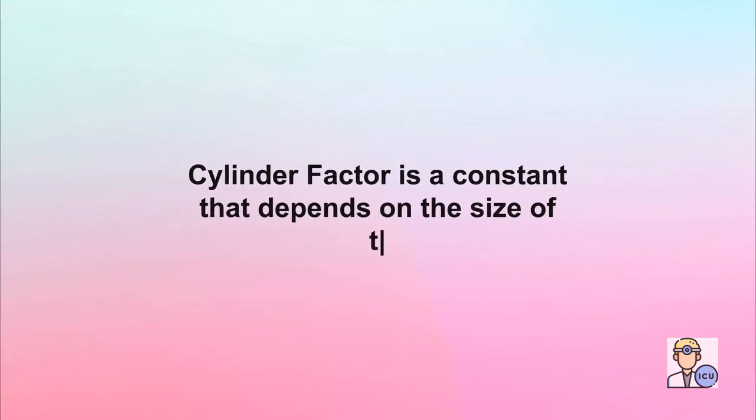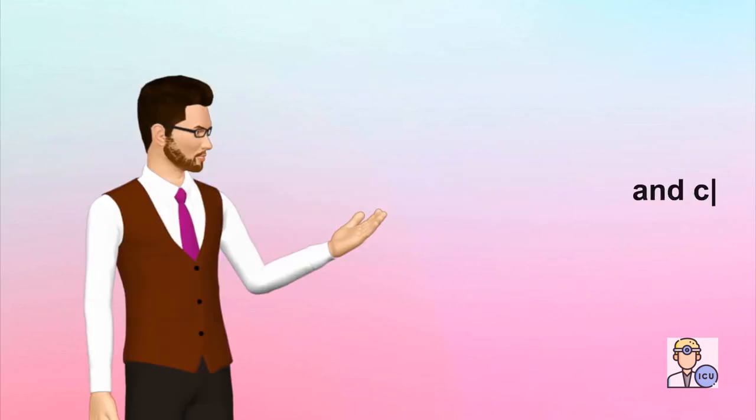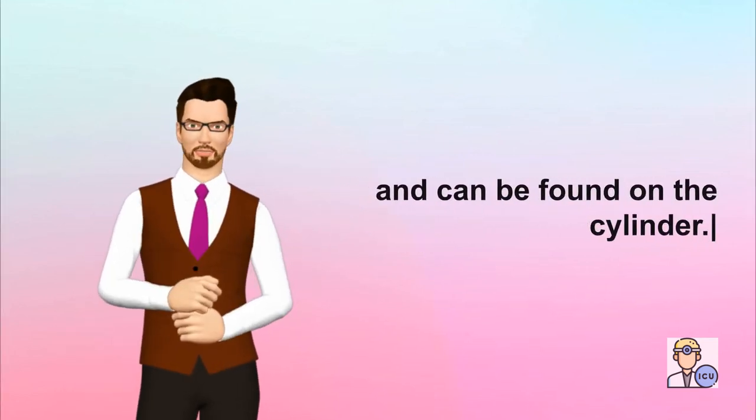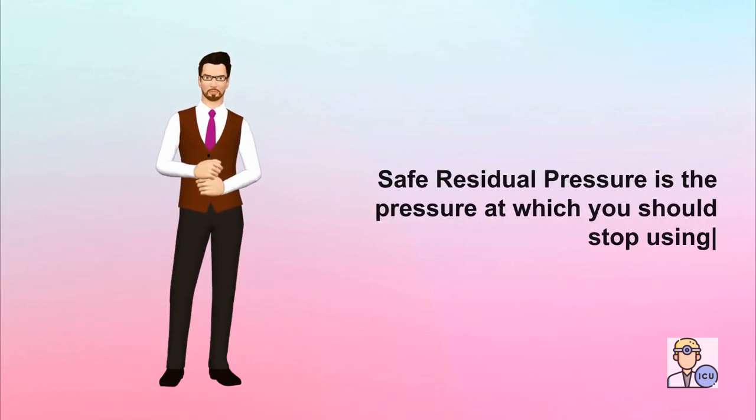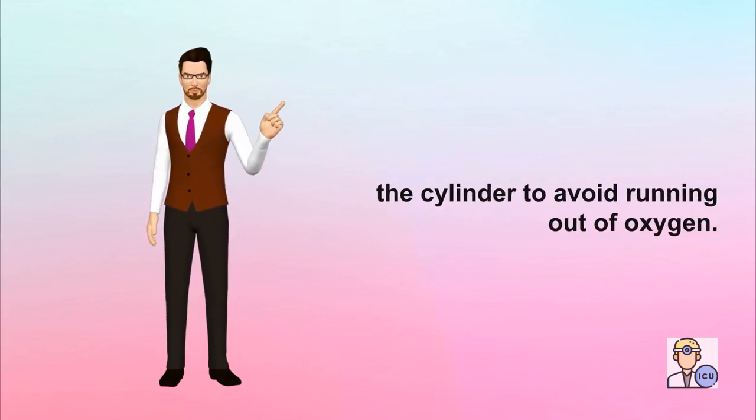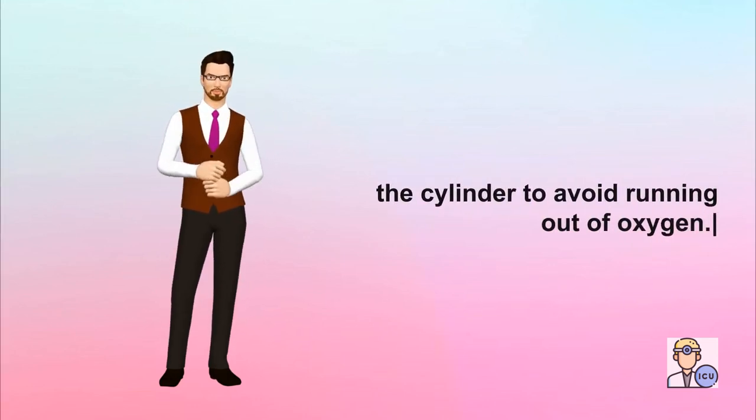Cylinder factor is a constant that depends on the size of the cylinder and can be found on the cylinder. Safe residual pressure is the pressure at which you should stop using the cylinder to avoid running out of oxygen.